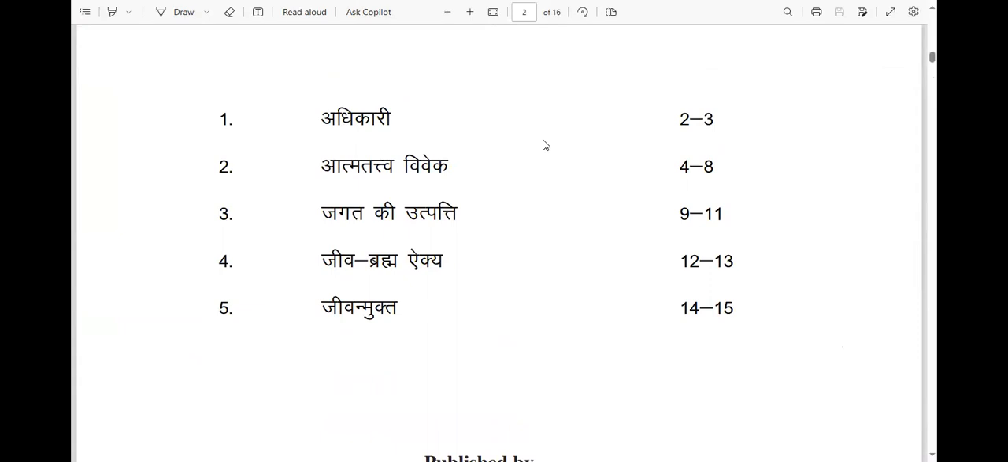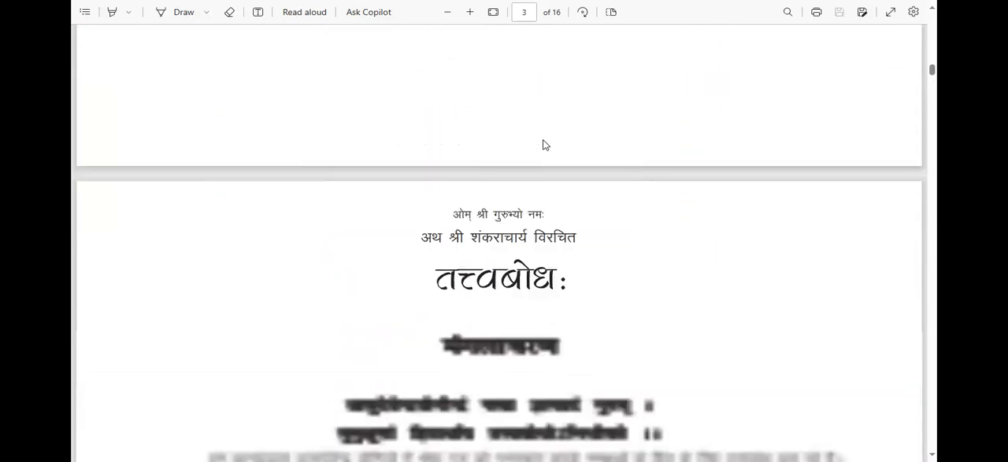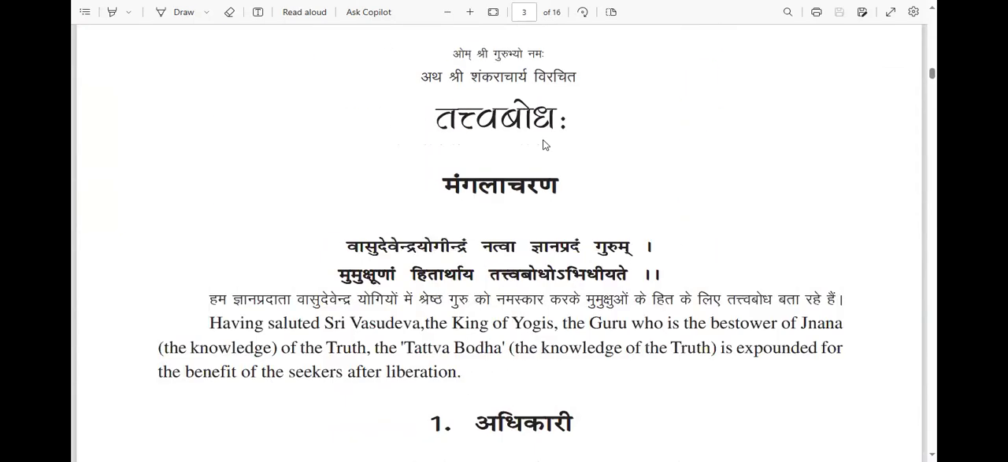The chapter 2 will start in the middle of chapter 2, Atma Tattva Viveka. So here the Mangalacharana sloka. Om Sri Gurubhyo Namaha. Atha Sri Shankaracharya Virachita Tattva Bodha Mangalacharan.